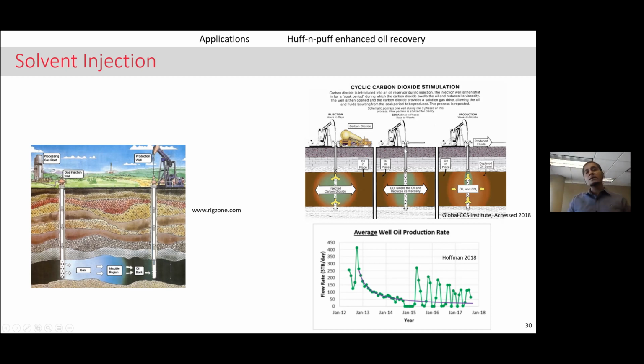And then we shut in the well, and we allow the solvent to come into contact with the oil, move out, and let the pressure stabilize and work its magic. And then after maybe 2 to 3 weeks or a month, we open back the well, and then we produce this CO2-rich oil, or solvent-rich oil, back to the surface. So that's called huff and puff, where we're pumping in, shutting it down, and producing the well.